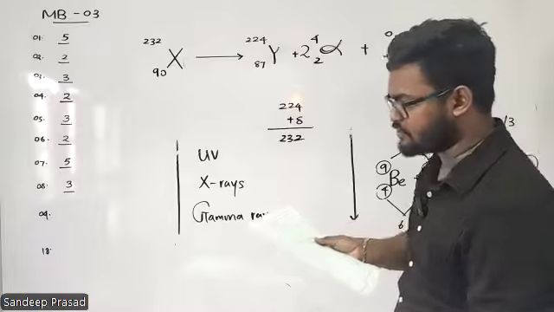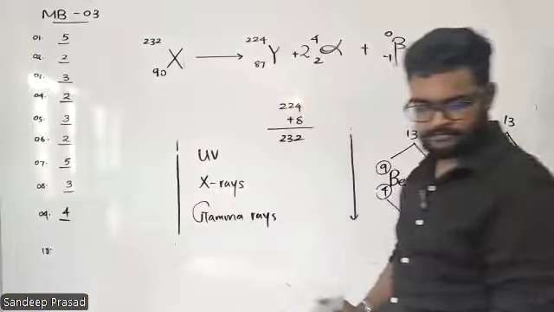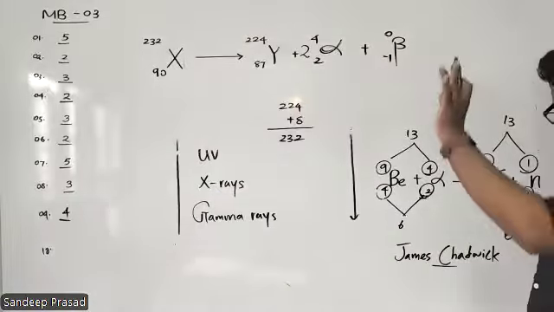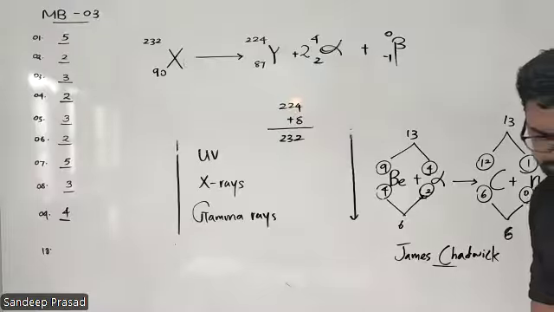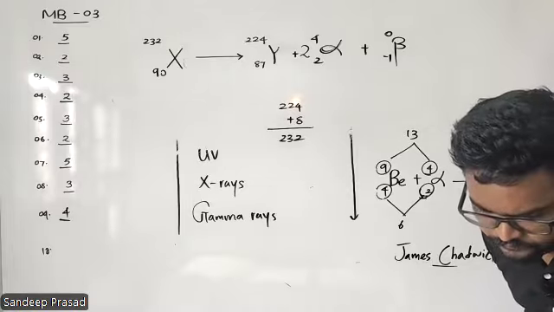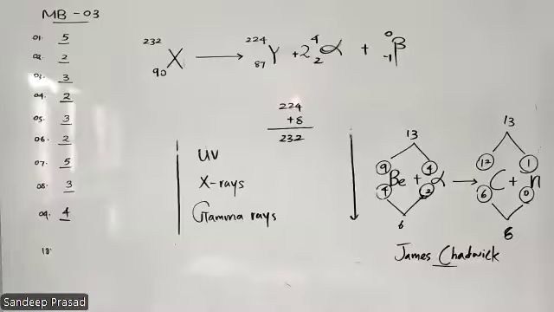So what is the answer? Question number 9. Answer should be 4. Raise your hand those who got the answer for question number 9 correctly. I want to see that. Okay, right. So there are some students. Right. Okay, I'll explain it again. Definitely.